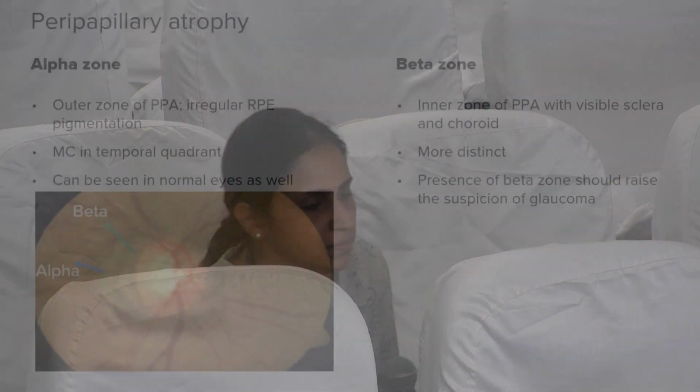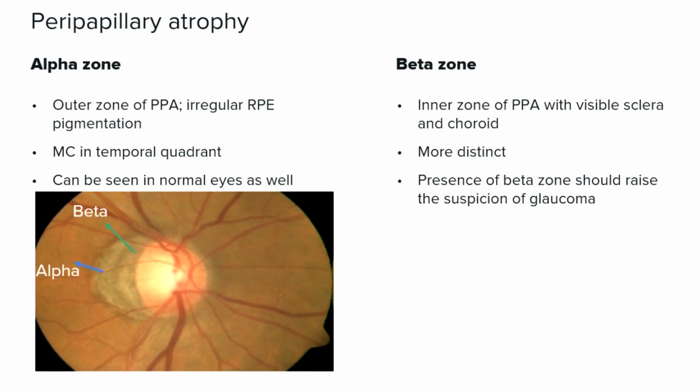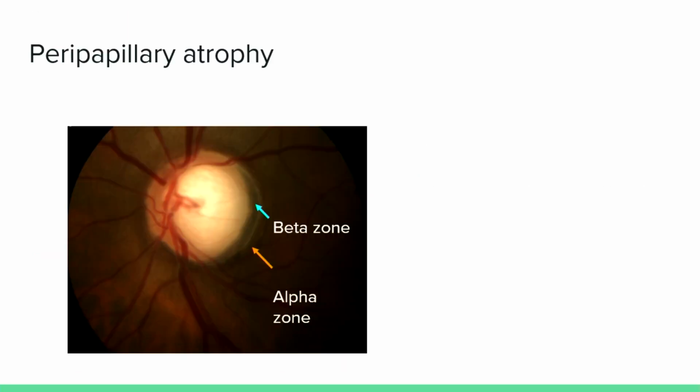Now moving on to peripapillary atrophy. It has two regions, the alpha zone and the beta zone. The alpha zone is the outer region of peripapillary atrophy. It represents irregular RPE or retinal pigment epithelium pigmentation, as you can see here. It is most common in the temporal quadrant, but it can be seen in normal eyes as well. The beta zone is the inner zone of peripapillary atrophy with visible sclera and the choroid. It is more distinct, and the presence of beta zone should raise the suspicion of glaucoma. In the second image, you can see alternating RPE pigmentation in the alpha zone and the beta zone where you can see the bare choroid and the sclera.